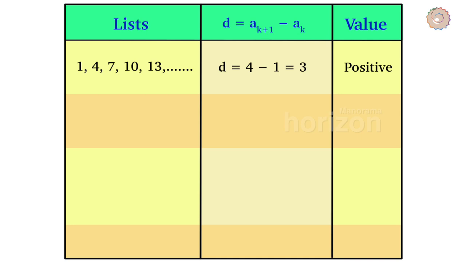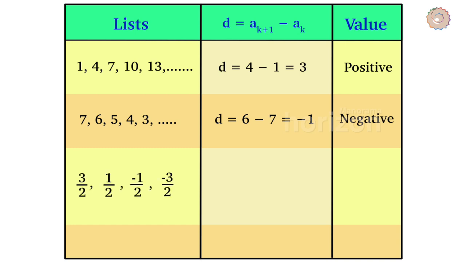Now, consider the list of numbers 7, 6, 5, 4, 3. What is the value of d? d is equal to 6 minus 7, which is equal to minus 1. And we have seen the value of d is negative. Now check the list of numbers 3/2, 1/2, -1/2, -3/2. What is d?